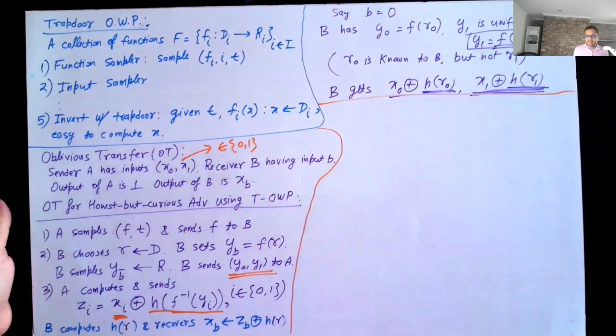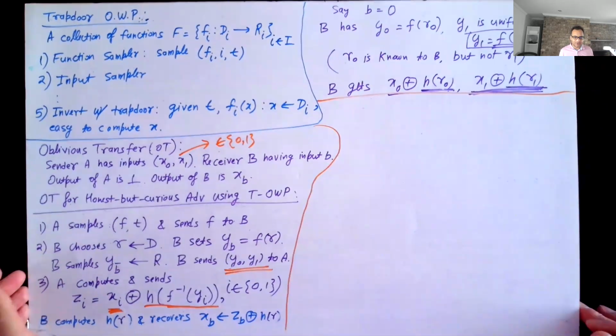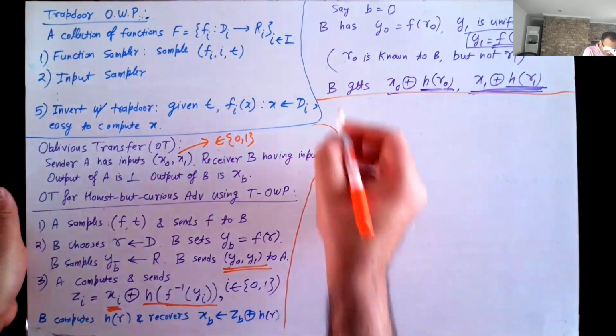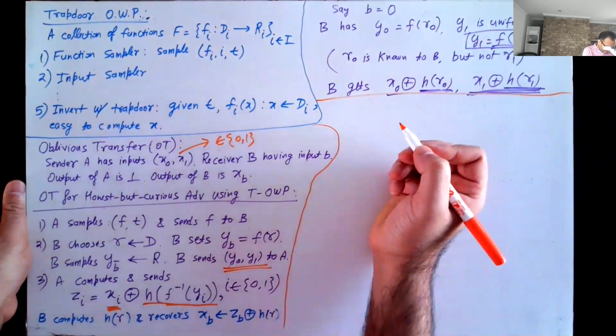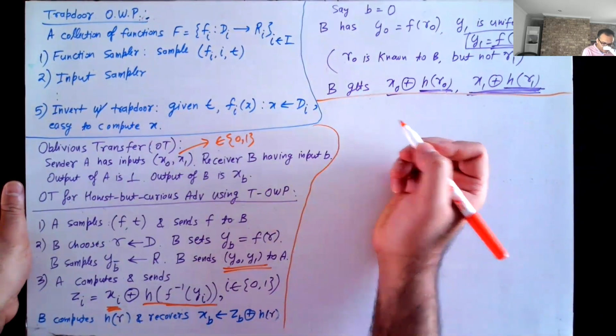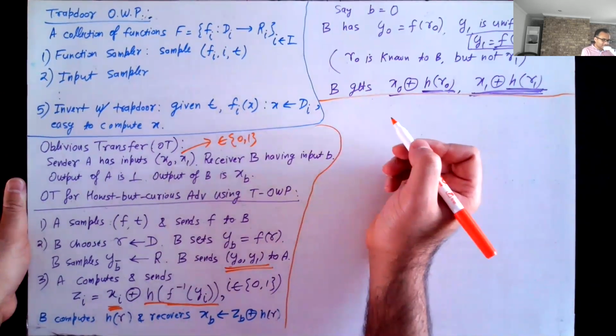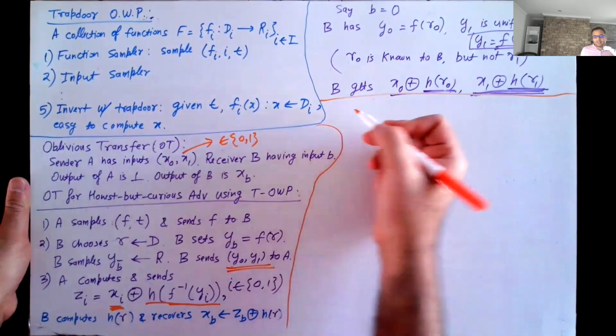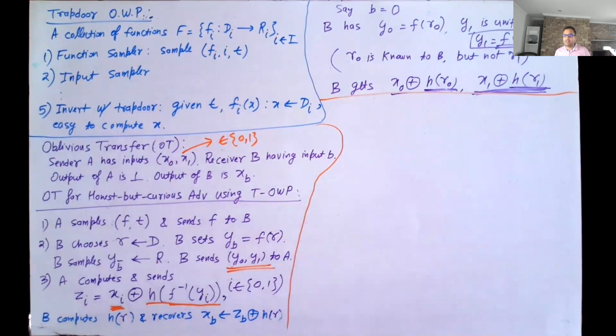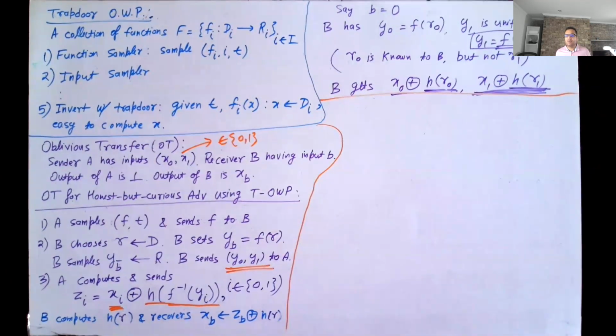So completeness here is easy to see, and let's try to argue the security. We will consider two cases: Case 1 when A is corrupt and case 2 when B is corrupt. And we will have to construct two different simulators.